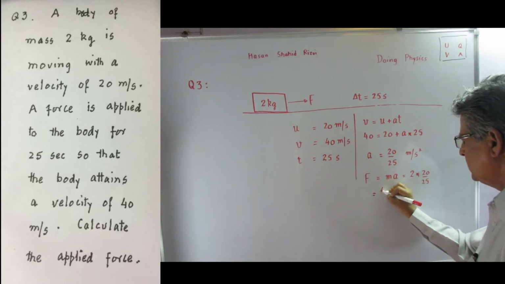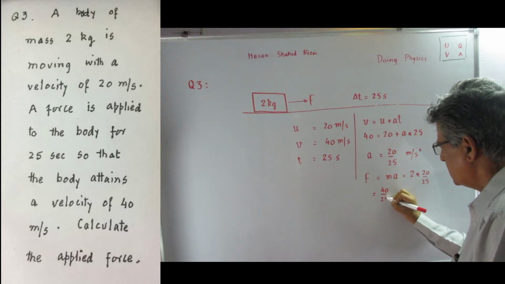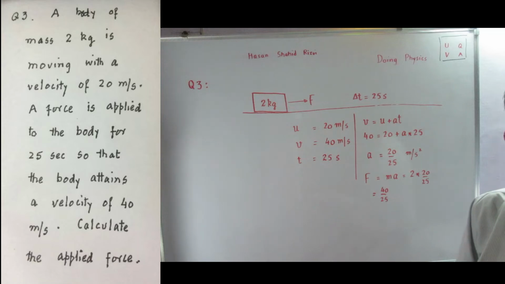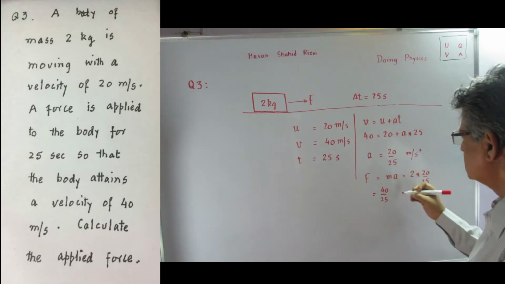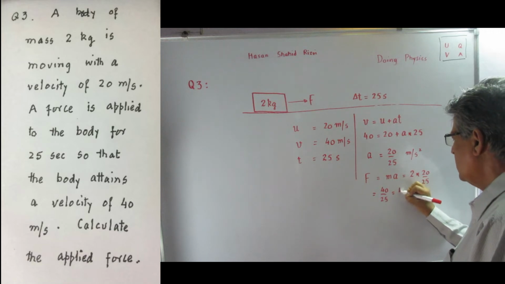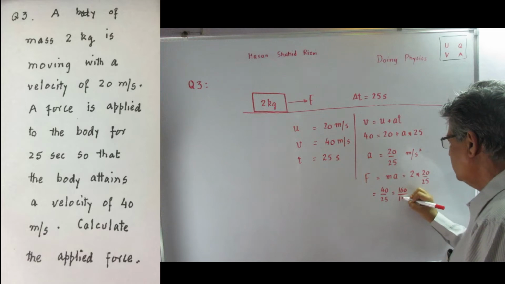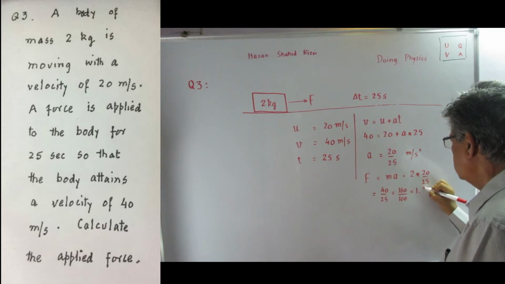This is equal to 40 upon 25, and to calculate it quickly, multiply 25 by 4 and this also by 4. So this will become equal to 160 divided by 100, which is easily 1.6 newtons.